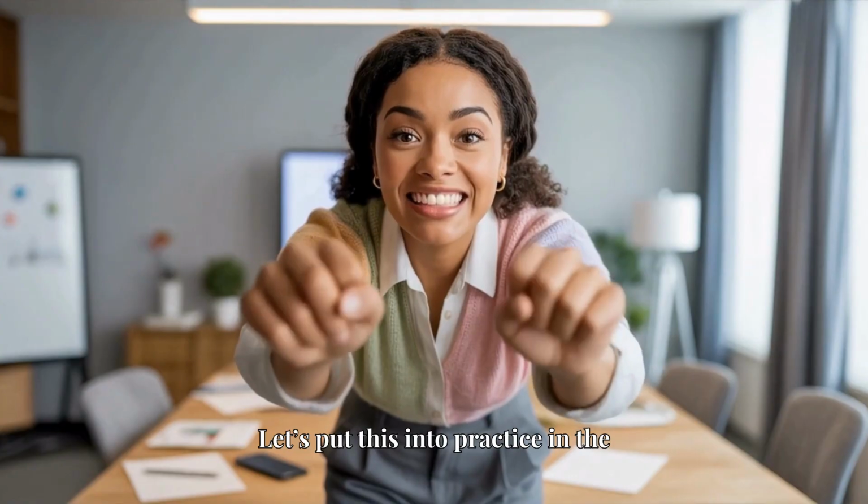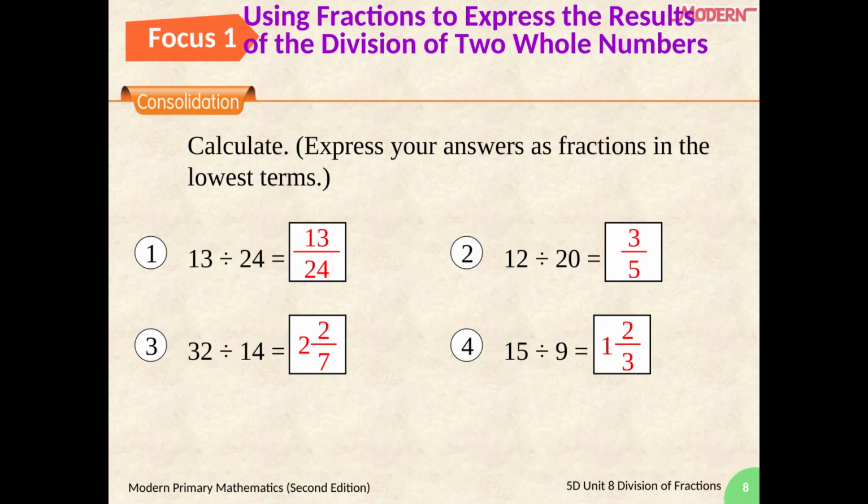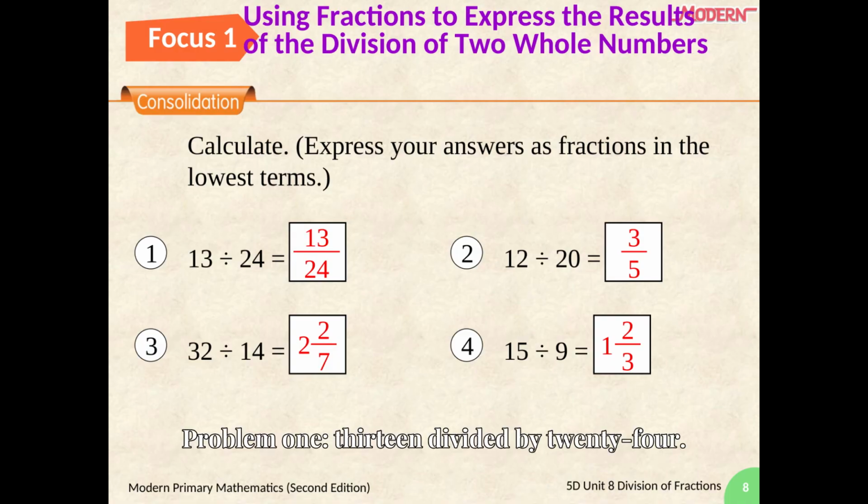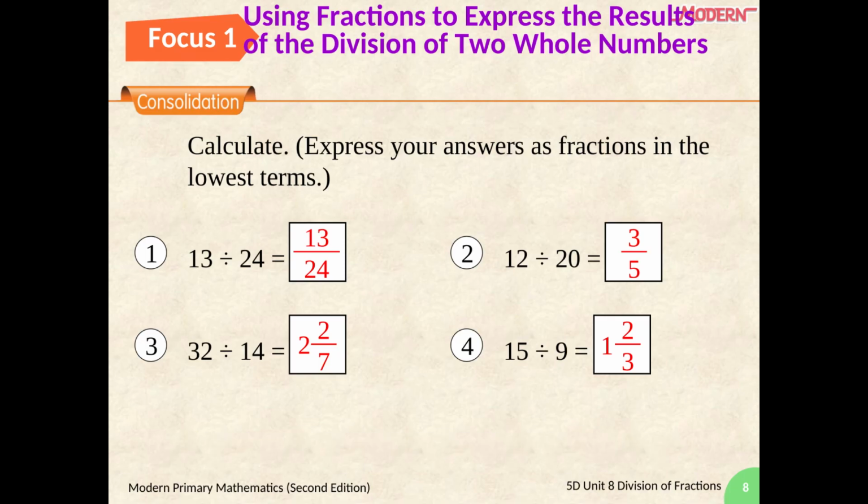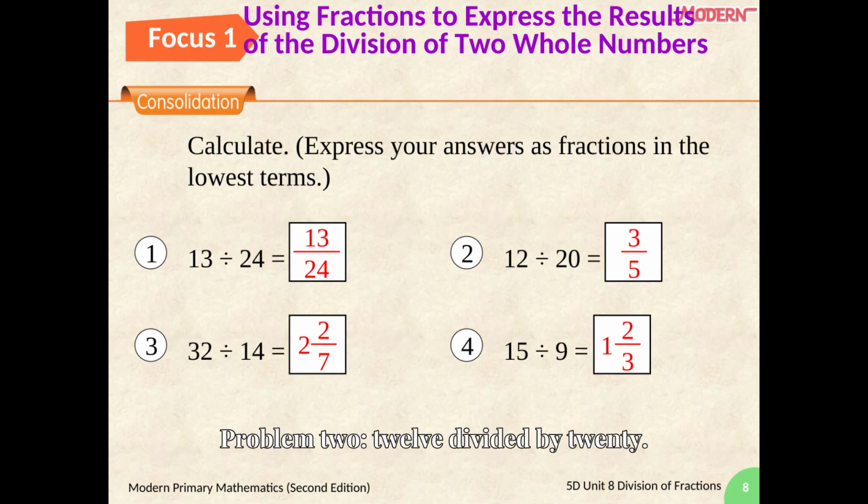Let's put this into practice in the gauntlet. Final round, Slide 8 Gauntlet. Problem 1, 13 divided by 24. 13 over 24. Can we reduce it? No, it's already in lowest terms. Problem 2, 12 divided by 20. That's 12/20ths. Divide by 4, and boom, 3/5.